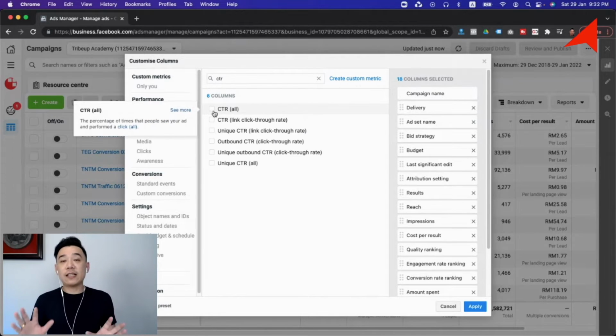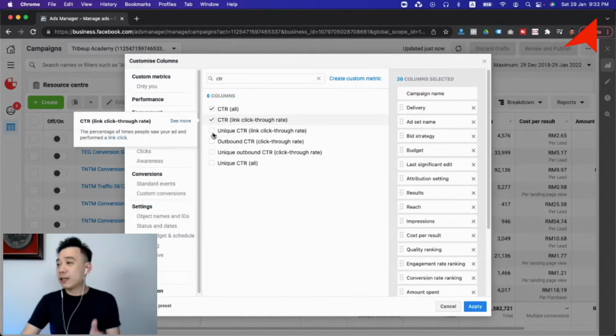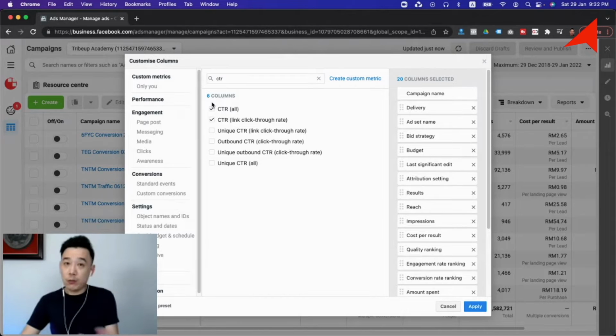The second set of metrics that I believe all of us as Facebook advertisers must constantly monitor will be the click-through rate. For click-through rate, we will be looking at 2 sets: the CTR all and the CTR link click. This has different implications, which I'm going to explain later. And of course, the third set of metrics that you have to analyze would be the frequency.